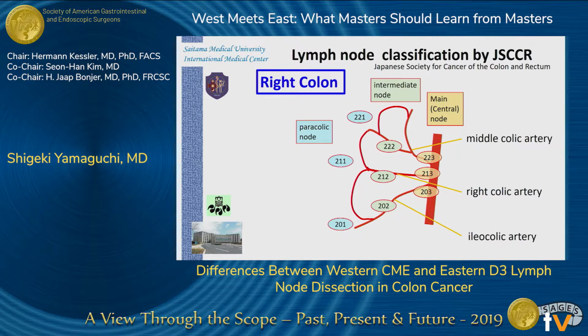How about the right colon? Actually, this classification schema is only checking the artery. So D3 means from the origin of the ileocolic, like this situation. But in most cases, we should also remove the right colic artery. Then D2 means removing only the intermediate nodes, not the origin.